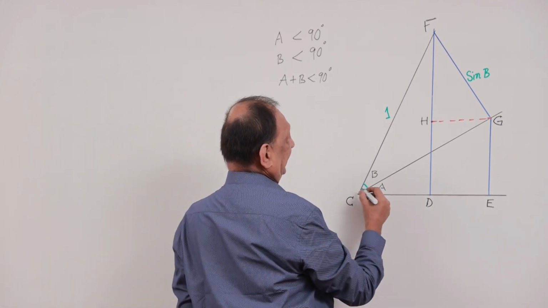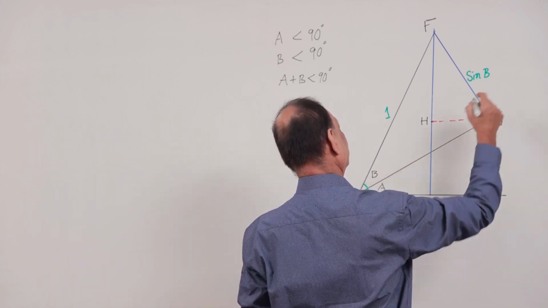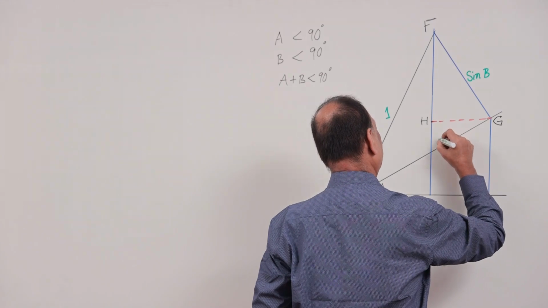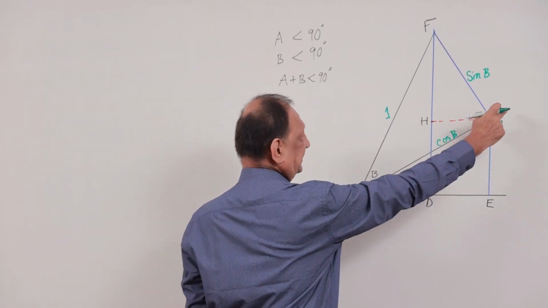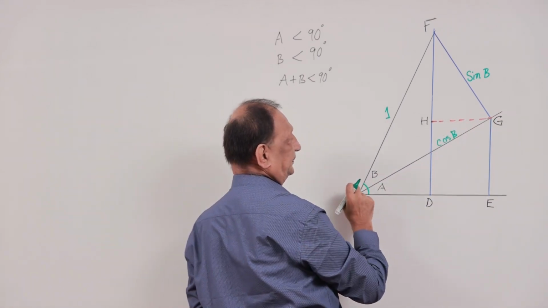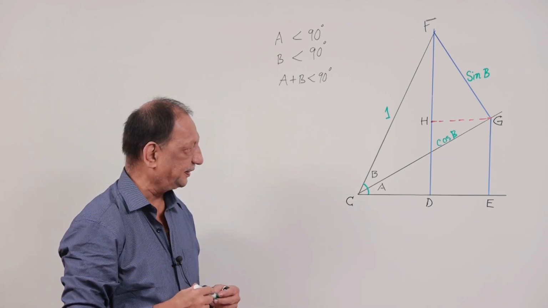Similarly, this, what is CG? CG will be cos B, because that is the adjacent side for this angle B, hypotenuse is 1. So that will be cos B, correct?